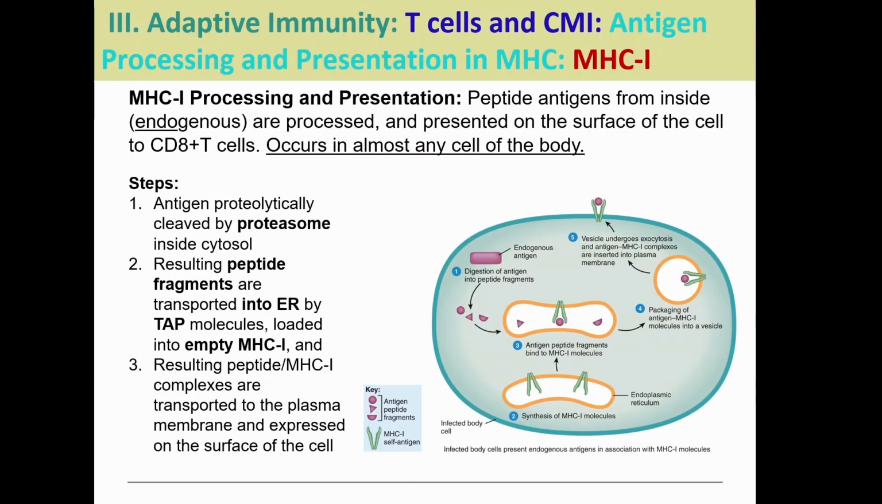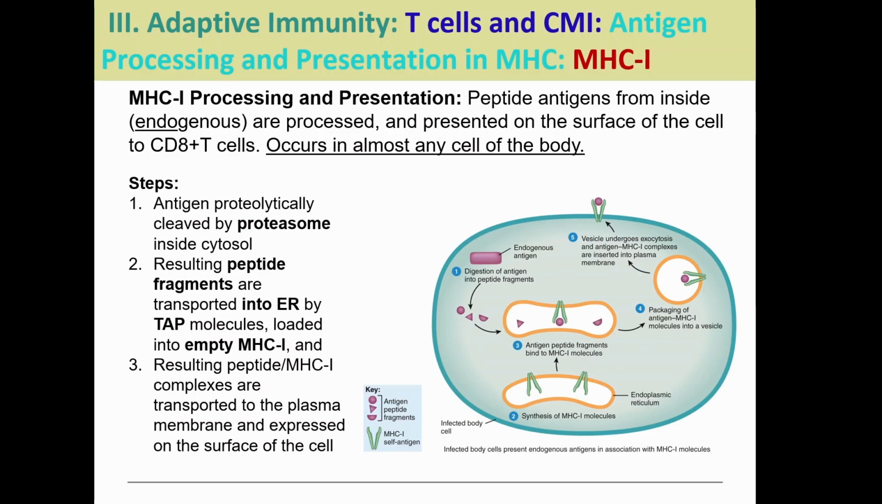Right, so let's talk about MHC1 processing and presentation. This is going to be presented to CD8 cells. And again, pretty much any cell can do this, with the exception of red blood cells. Basically, we're taking endogenous antigens. This is something from inside the cell. These are antigens coming from a virus, from a bacteria that's gotten into a cell, or antigens produced by a tumor, right?